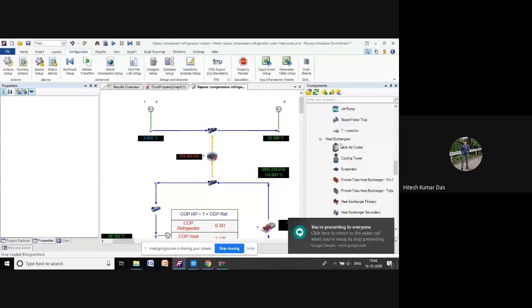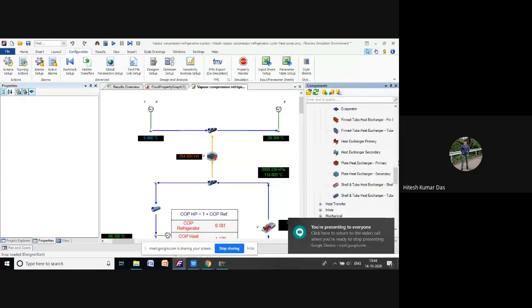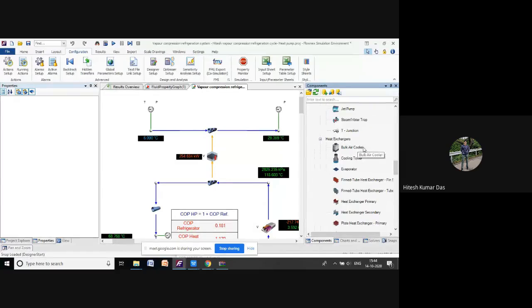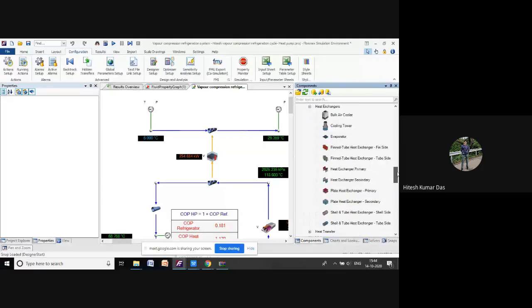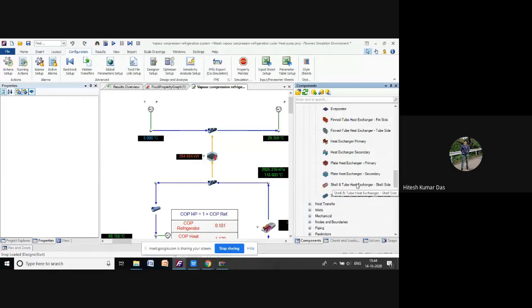This is all about heat exchangers. As today's discussion is more focused on heat exchangers, you can see all types of heat exchangers are here. For bulk air cooler, you can use this one. For cooling towers, which are there in power plants, for natural and forced flow. So this is cooling tower, evaporator. All types of heat exchanger like fin tube heat exchanger, fin side, fin tube heat exchanger, tube side, and heat exchanger primary, secondary. Various types of heat exchangers are there, and shell and tube type heat exchanger also.